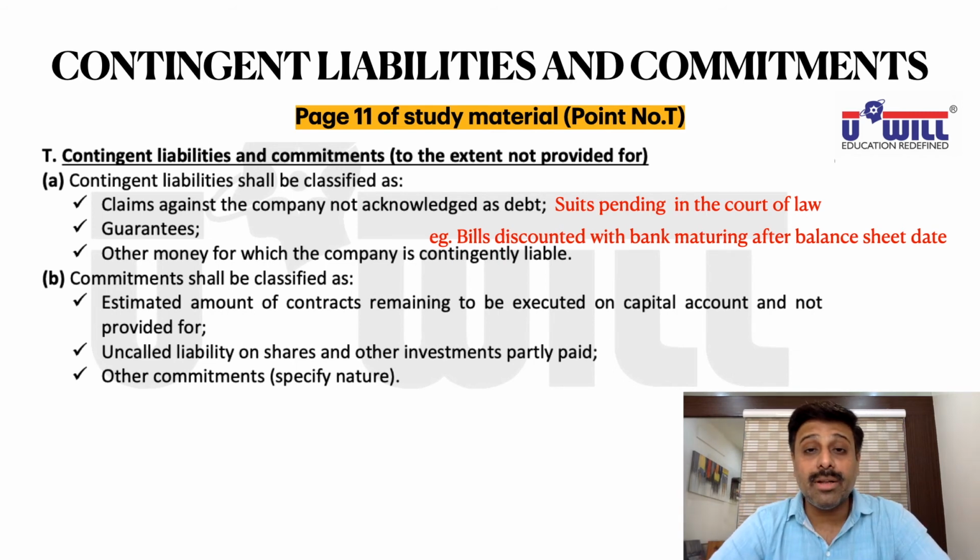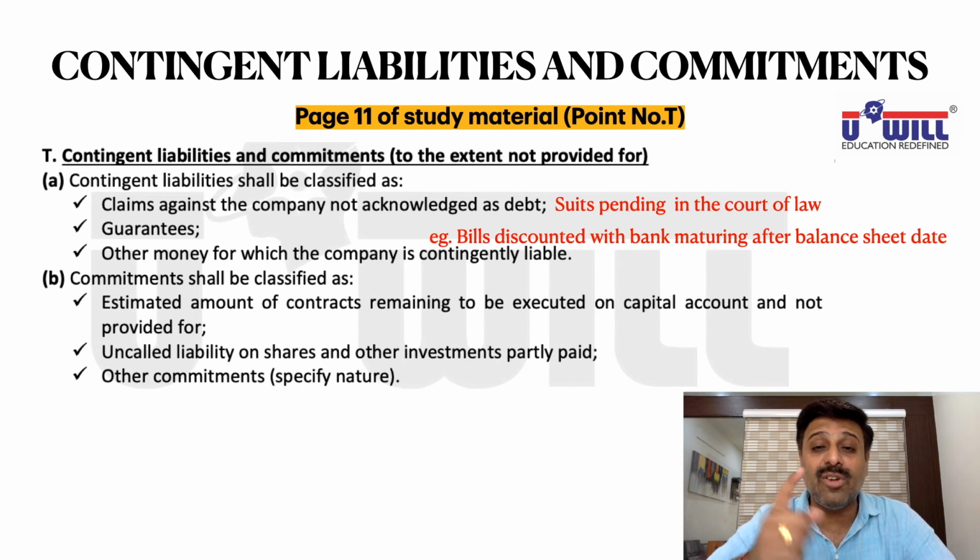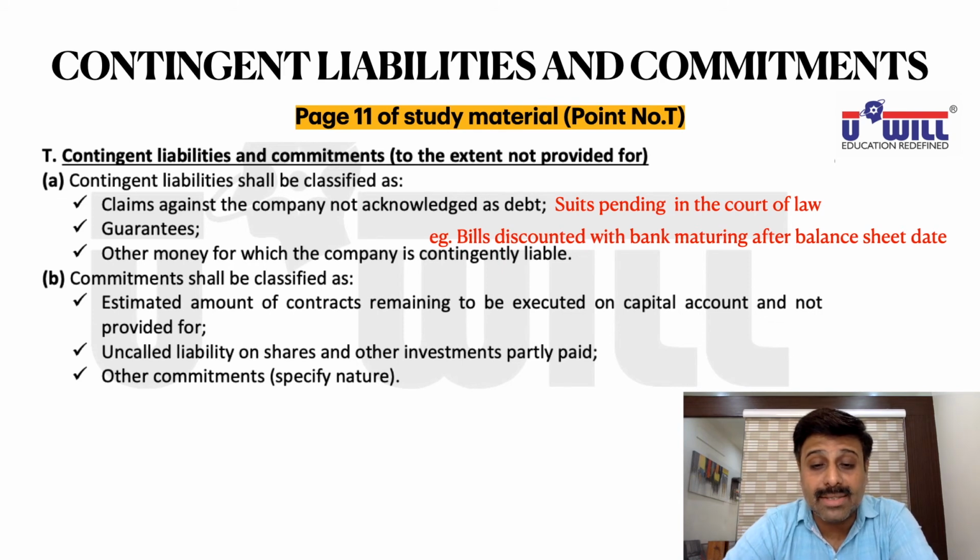That kind of commitment. Once we make a commitment, we have to follow that. And if we don't follow that commitment, it becomes our liability to compensate the other party for not fulfilling our commitments. So that is also a kind of contingent liability. See, estimated amount of contracts remaining to be executed on capital account and not provided for. In bracket, write incomplete long-term contracts.